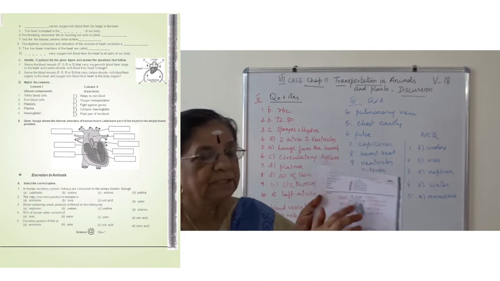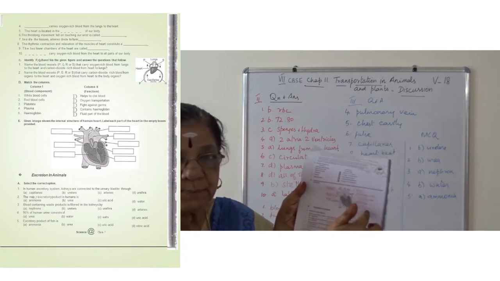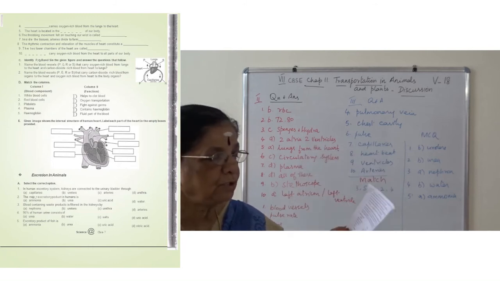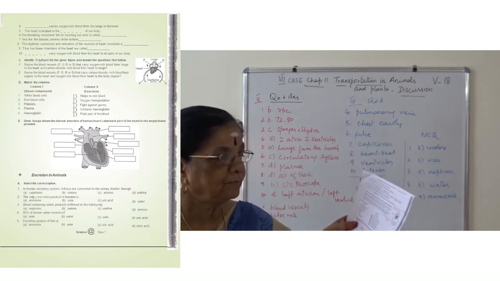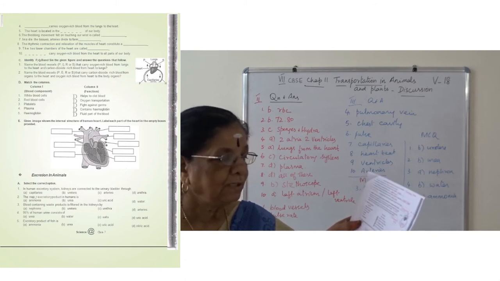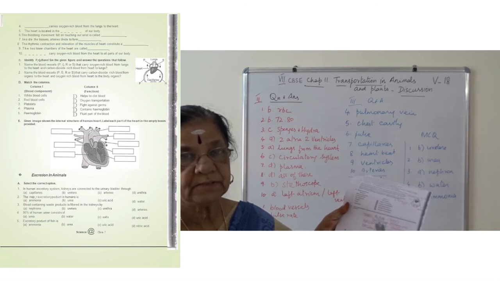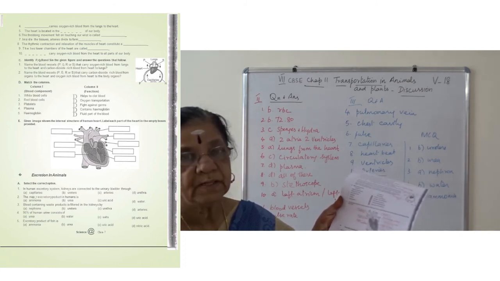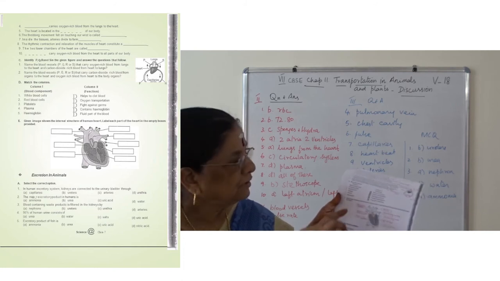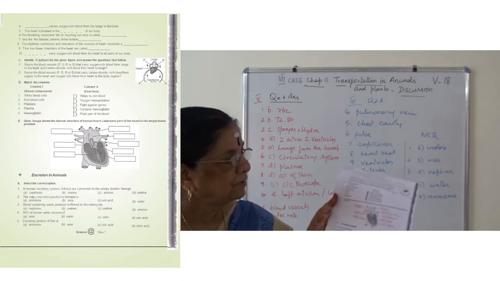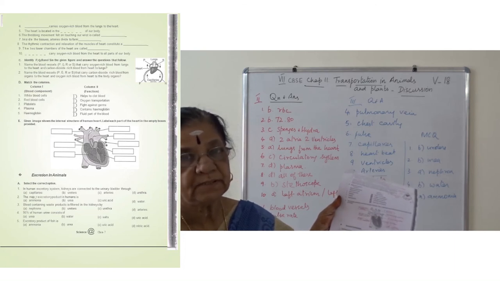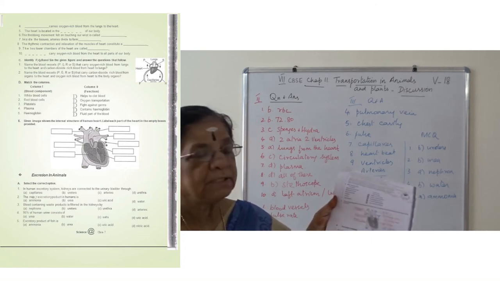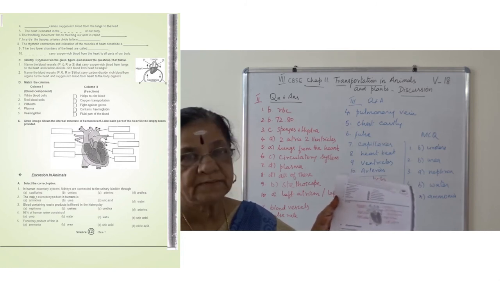Now see the figure, the heart figure. First, on this side I will tell: aorta, pulmonary artery, pulmonary vein, left atrium, left ventricle. I repeat, aorta, pulmonary artery, pulmonary vein, left atrium, left ventricle. Okay, so on this side: pulmonary artery, right atrium, right ventricle. I hope you understand.